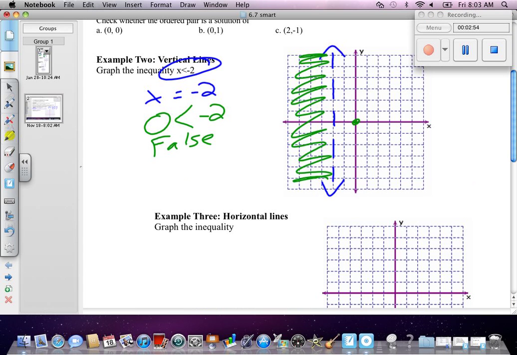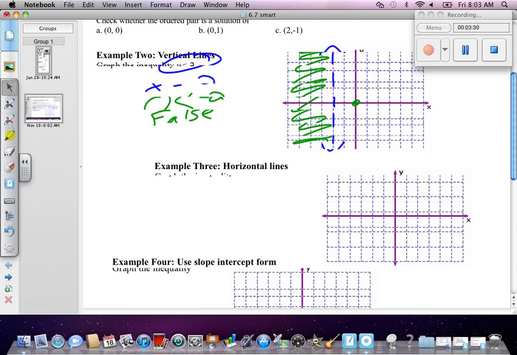Okay, let me go over one more time what we did. We graphed x is less than negative 2 by going over on the x-axis, negative 2. We drew a dotted line because it's not underlined. Then we plugged in 0 for x to see which side of the line we're going to shade. It was not true, so we shaded the side that does not include 0, 0. Ready to try one a little harder? We're usually going to plug in 0 to see if it works or not. All right. So let's look at example 3.